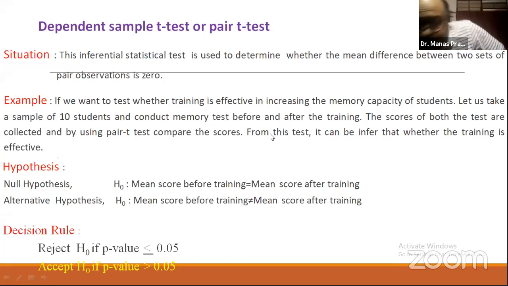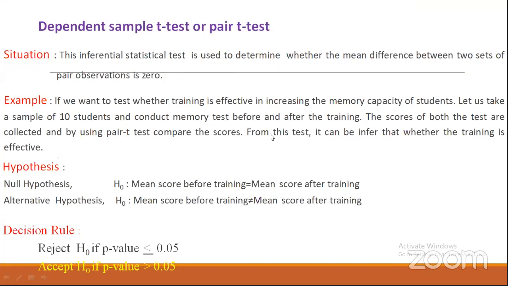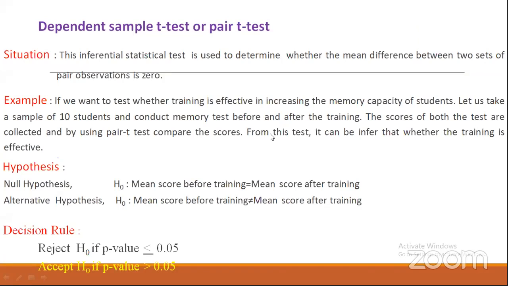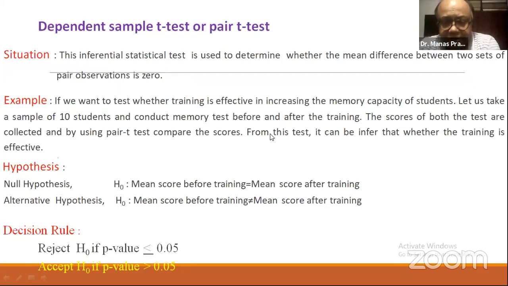Okay. Why is it called the dependent sample t-test? Because it is also two samples. That means we have to take observations twice. So both the groups are related. That's why it is called a two sample t-test.